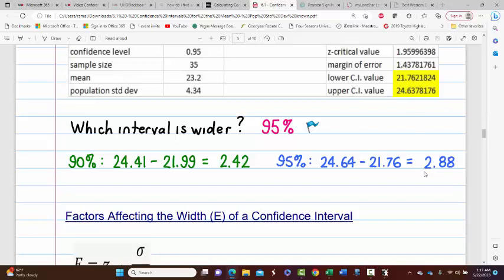Anyway, it's wider. Now we're about to learn that we could have answered that question, which one's going to be wider, before we even started the problem. It didn't hurt that we didn't know that, but now we will.